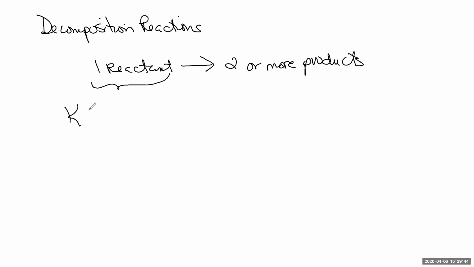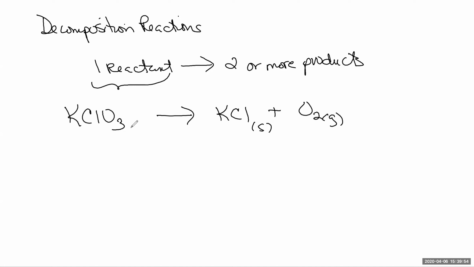Some examples would be, if I took potassium chlorate and heated it up, it would turn into potassium chloride and oxygen gas. So this is a decomposition reaction, again, only one reactant turning into 2 or more products. And if I was going to balance this equation, I have 1 potassium and 1 potassium and 1 chlorine and 1 chlorine, but again, that 2 and 3 oxygen thing, so I'm going to need 2 potassium chlorates producing 3 oxygens, and then I'm going to need a 2 in front of the KCl as well.